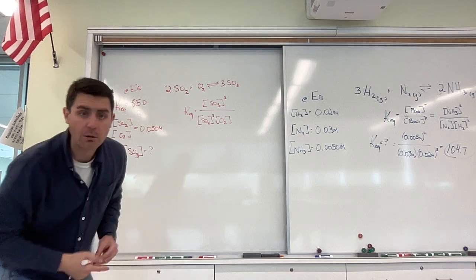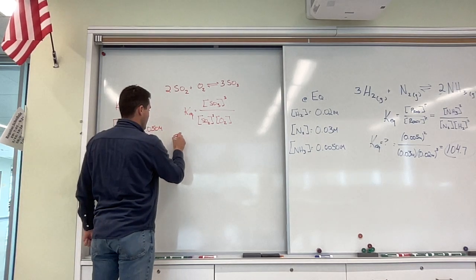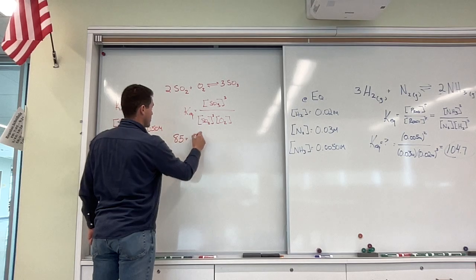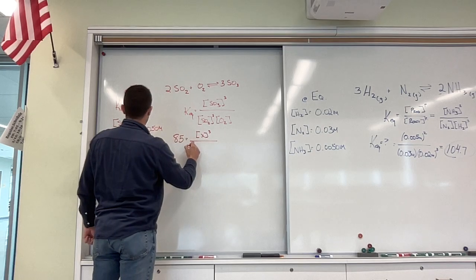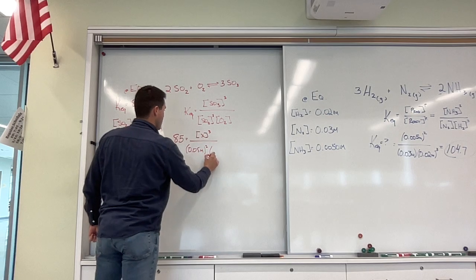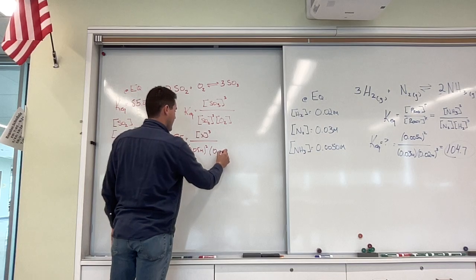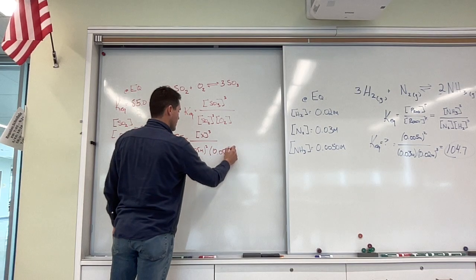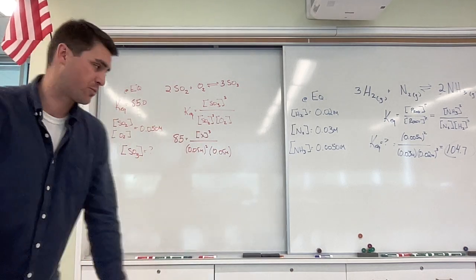Let's start plugging some numbers in. This marker's not doing so hot, so I'm going to change it out. Keq, plugging in some numbers: 85 is the Keq, is equal to the unknown number, let's call it x, cubed, divided by whatever SO2 is. SO2 is 0.05 molar, but it needs to be squared, multiplied by whatever O2 is, and O2 happens to be 0.05 molar also. It's not squared because guess what? It's not squared in the Keq expression.